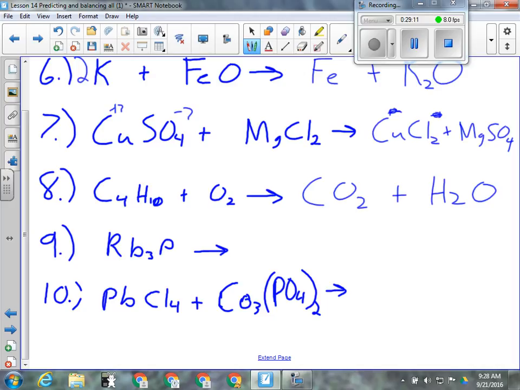Now I've got to balance. Do I need the rule of 2? Yes, I do. So I've got 8 carbons. Now I've got 8 carbons over here. I've got 20 hydrogens. Now I've got 20 hydrogens over here. That gives me 10 oxygens in the water and another 16 in the carbon dioxide for a total of 26.